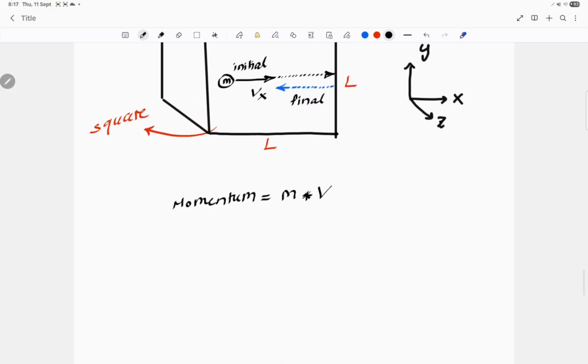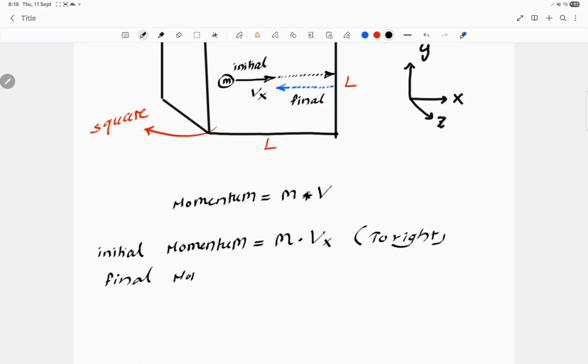Now we basically have two momentums. We have the initial momentum, which is going to be m times vx, because we are moving to the right side. And now we also have the final momentum, where the molecule has hit the wall and is now bouncing in the opposite direction, the negative x direction. So we're going to say negative m vx, because now we are going to the left. Going to the left makes your velocity negative.